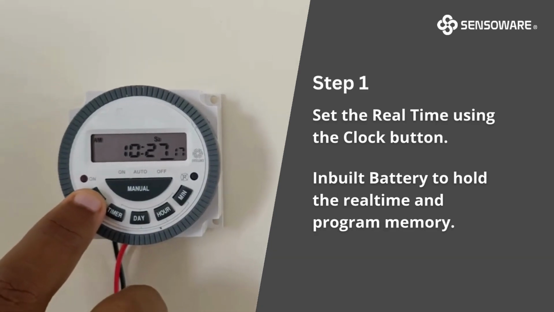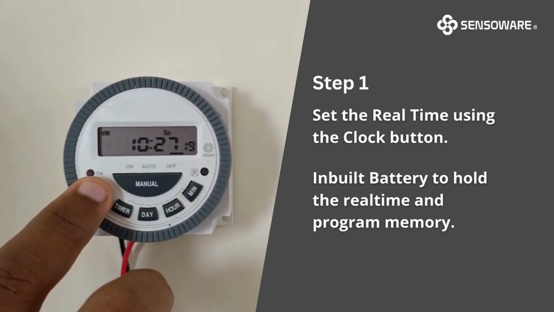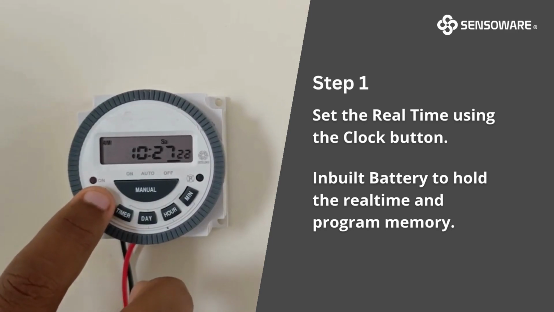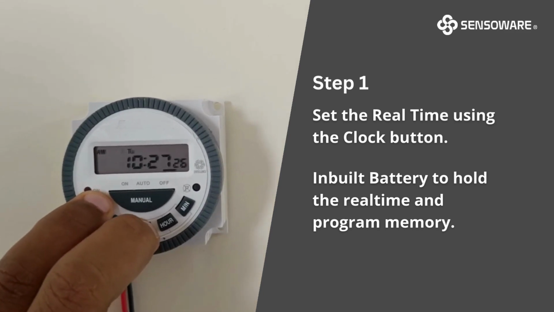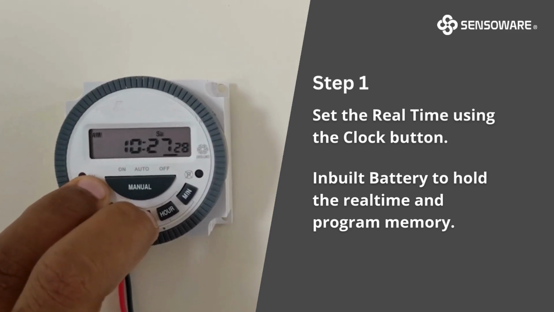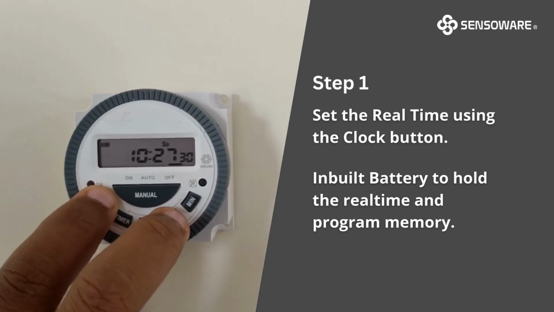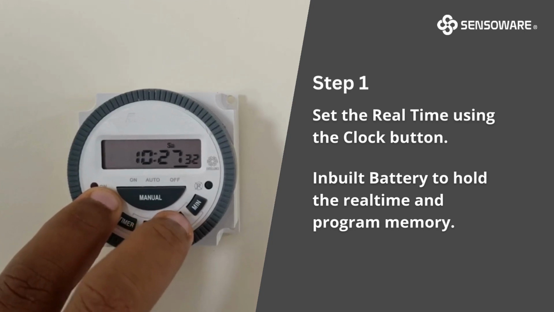Now to adjust the real time. Press and hold the clock button and press the day button to change the day. And hour button to change the hour in 24 hours format. And min button to set the minutes. Once the setting is over, release the clock button.